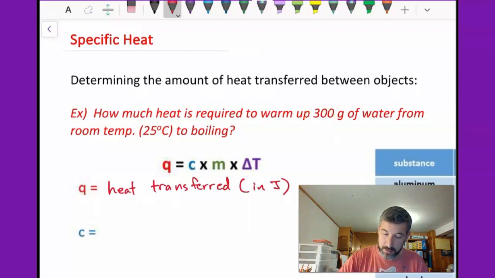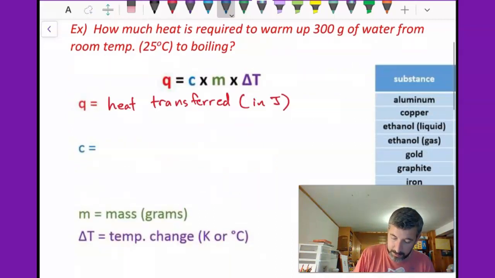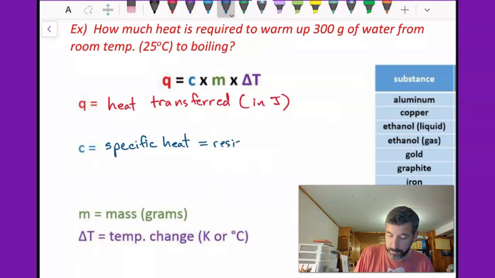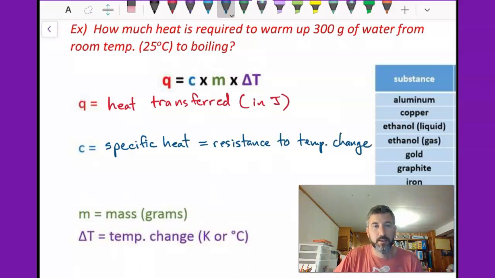Okay, C, what does C stand for? This is our new concept. This C stands for specific heat. Now, specific heat is simply the resistance to temperature change. Okay, and so if you think about how long it takes to bring a pot of water up to the boiling point, put it on the stove, crank up the heat, it takes a long time, right? And that's because water has a really high specific heat, a really high resistance to temperature change.